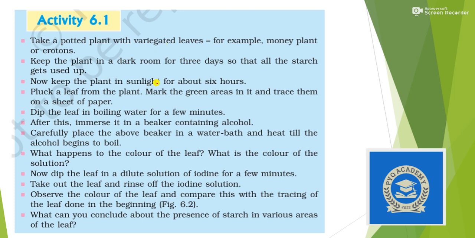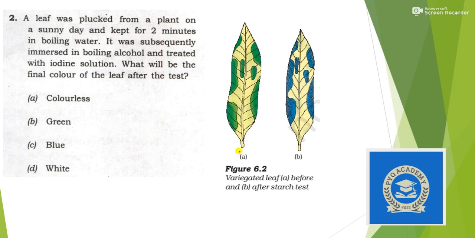You will find that the experiment is totally similar: you first dip the leaf in boiling water, then you dip the leaf in alcohol, which will also be boiling. Then you put iodine solution. These are 2 images, before putting iodine and after putting iodine. You can see the change in color. Earlier it was green, now it is blue. So the answer here is option C.